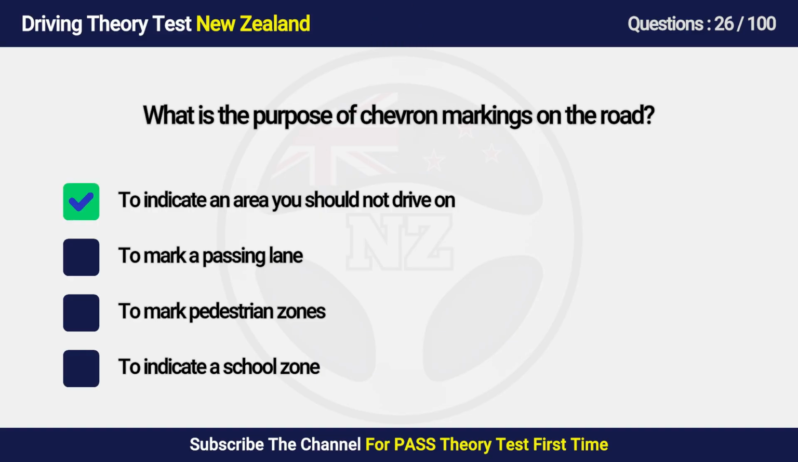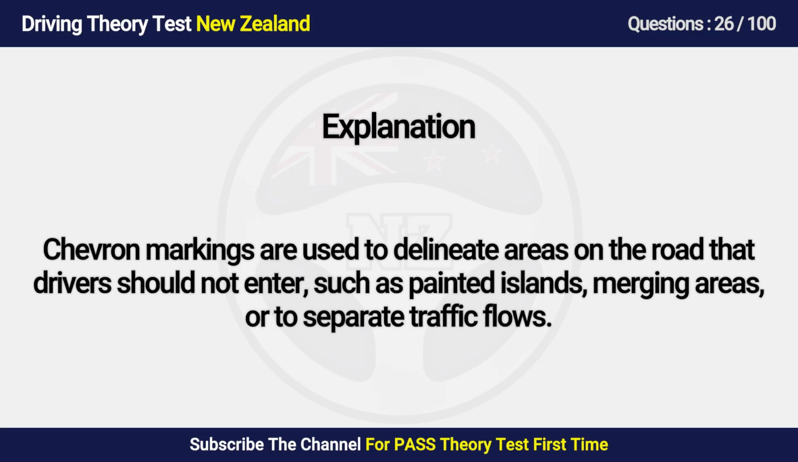Answer is A. To indicate an area you should not drive on. Chevron markings are used to delineate areas on the road that drivers should not enter, such as painted islands, merging areas, or to separate traffic flows.